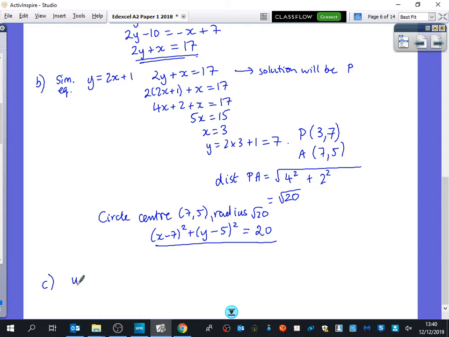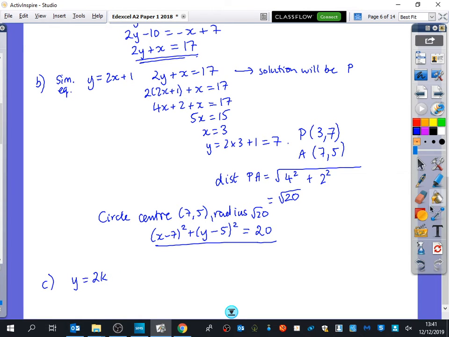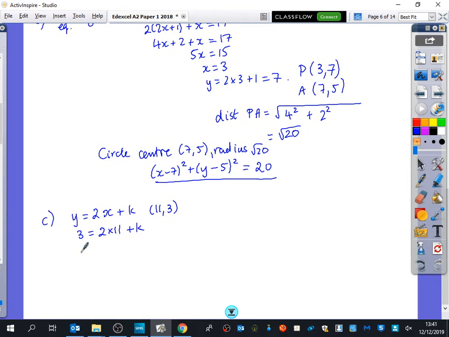So we know y equals 2x plus k. We can tell it's going to go through the point 11, 3. So we can say 3 equals 2 times 11 plus k. So 3 equals 22 plus k. So k is equal to minus 19.